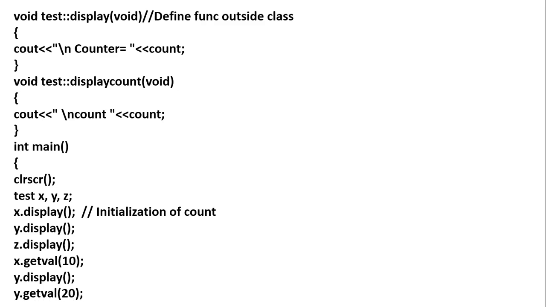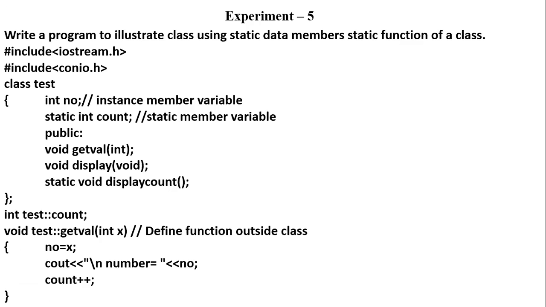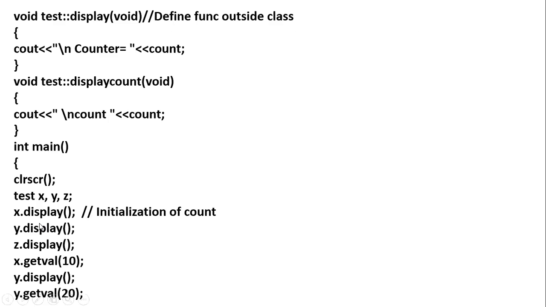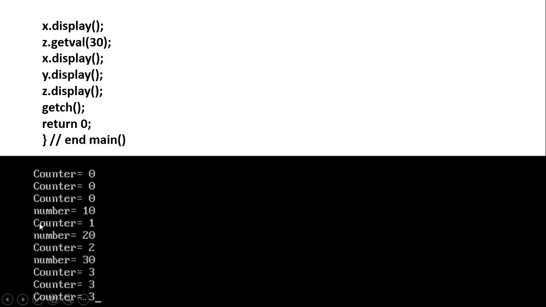Then y getval 20, meaning the count will increase by 1 plus 1, which is 2. After that I call x display; we increased the value through y, but we are showing the value with x, and it will show 2. Now getval 30 for z, then x display will show 3, and y display will show 3. You can see that the value of count, which is the global variable, will be the same for every object.